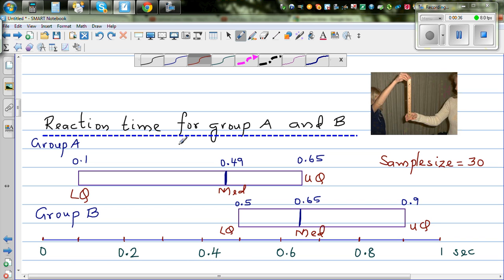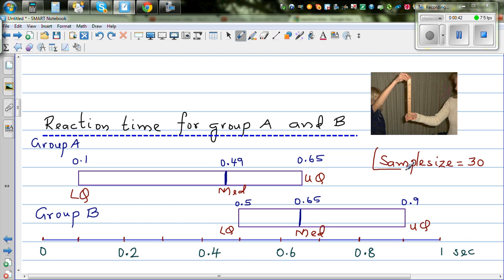So a group of people, of group A and group B, each had a sample of 30. So you took a sample, it can be boys and girls of a year level, say these are boys and these are girls, or whichever way, and each had a sample of 30. And then the reaction time was recorded, and this is the statistic.